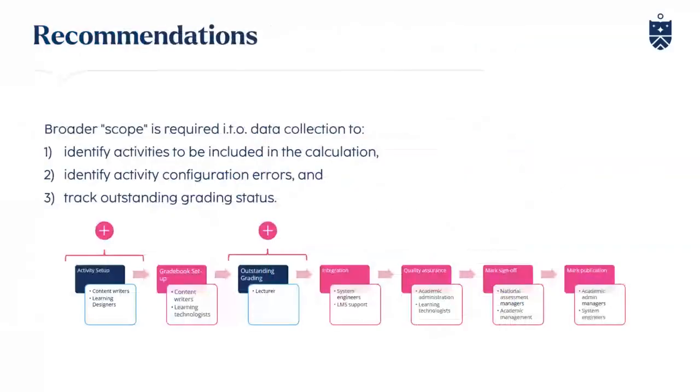Thanks. No problem. So I think what everybody would have also been able to very easily tell from that initial graph we showed, just with the amount of incidents that we did record despite the numerous interventions, is that we still need to have a broader scope when it comes to the actual data collection. So here it is all about identifying the right activities to be included, identifying activity configuration errors, and also tracking that outstanding grading status that would prevent everything from integrating, regardless of whatever it is that the learning design or academic admin teams do.